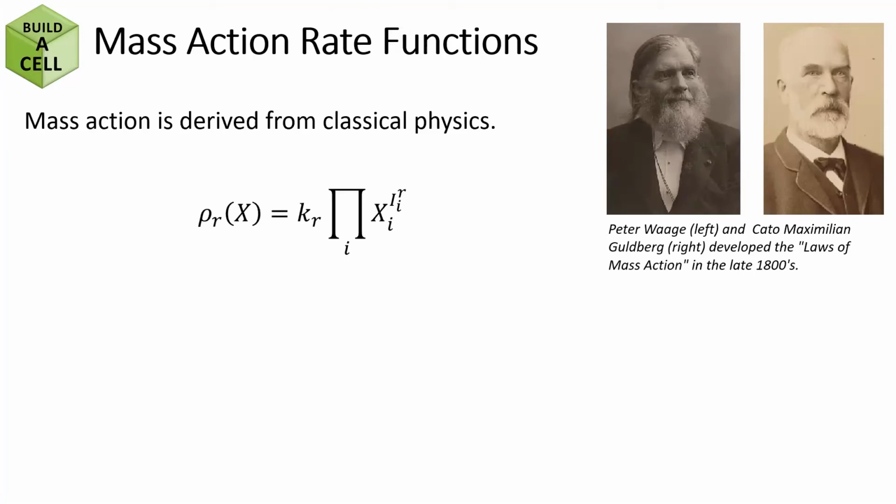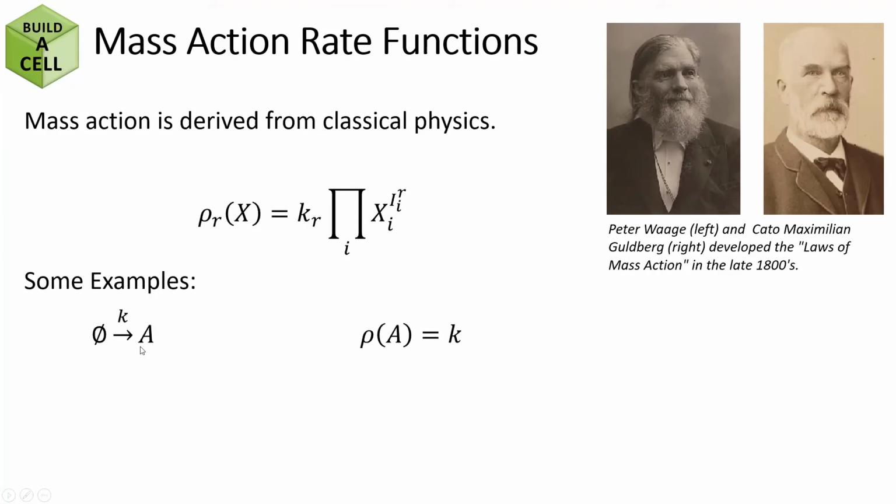I'm sure you've all seen these in high school, if not college chemistry courses. These rate functions were developed in the late 1800s by Peter Waage and Cato Maximilian Guldberg, and they have this functional form. This looks a little bit confusing, but I'll walk you through it. Each reaction has a rate, k sub r, and then we multiply that via this product operator by each input species raised to the power of the stoichiometry of that species. So let's explain what this is.